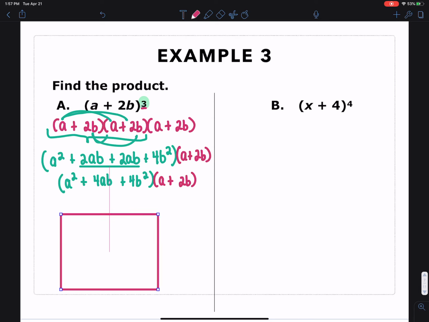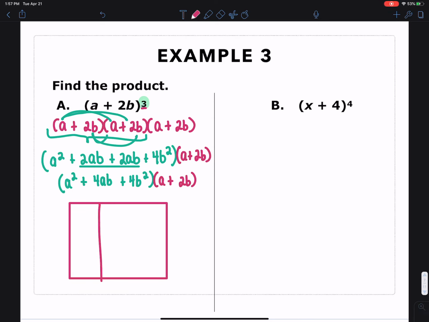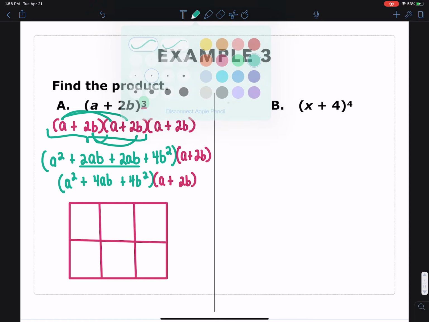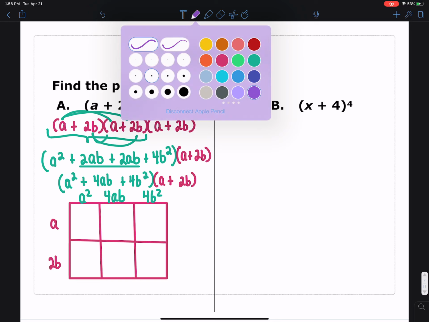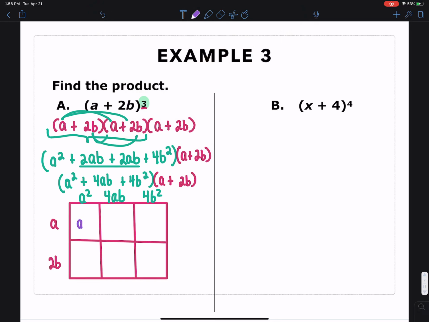Or we can set up a box just to keep everything nice and organized in order to complete this problem. So we need a 3x2 box. It doesn't really matter which way you set it up. Our trinomial, we have a squared, 4ab, and 4b squared. And then our binomial is just a plus 2b. So we multiply to get what goes inside. A times a squared is a to the third. 4ab times a is going to be 4a squared b. This is going to be 4ab squared.